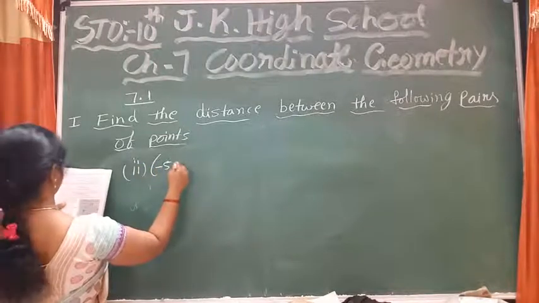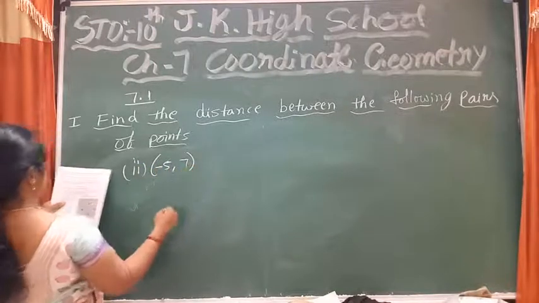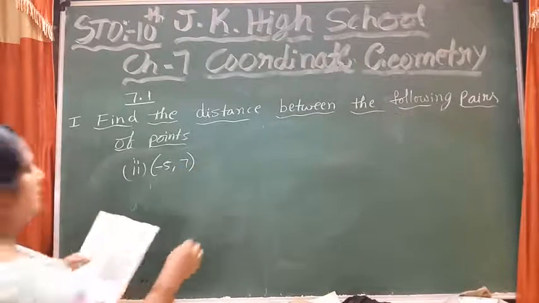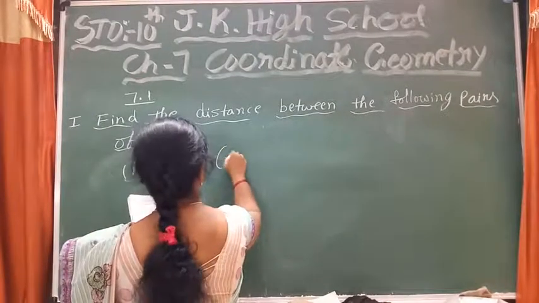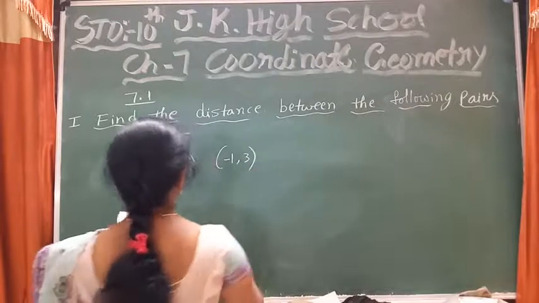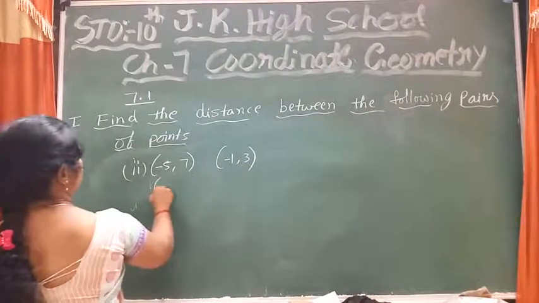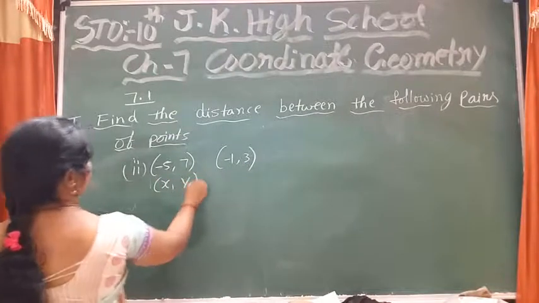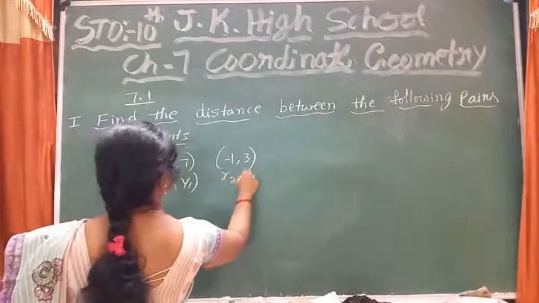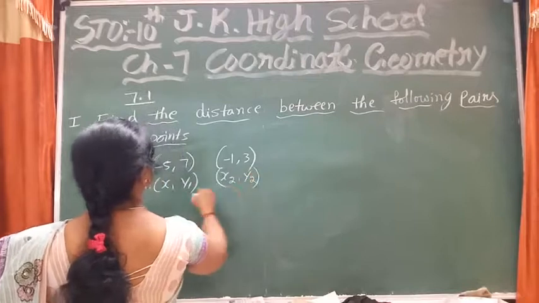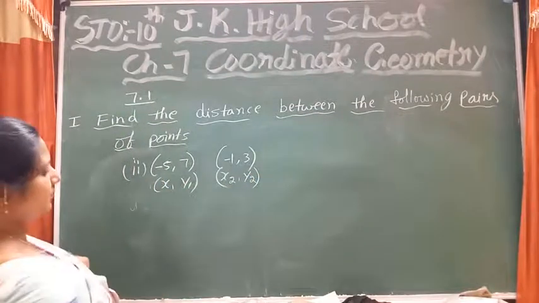The coordinates of point P are minus 5, 7 and the coordinates of point Q are minus 1, 3. So then you give the values. This is the x1, y1 value. This is the x2, y2 value. If you write it now, it becomes easy for you to substitute in the formula.